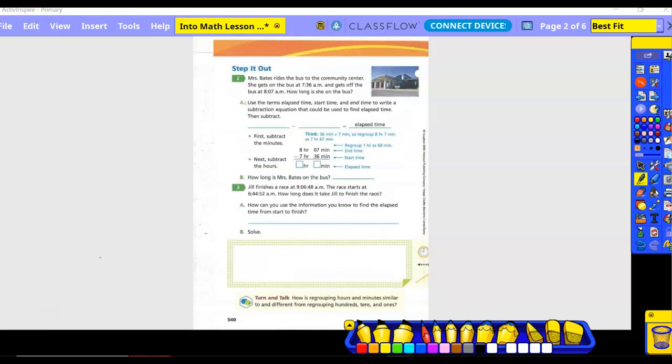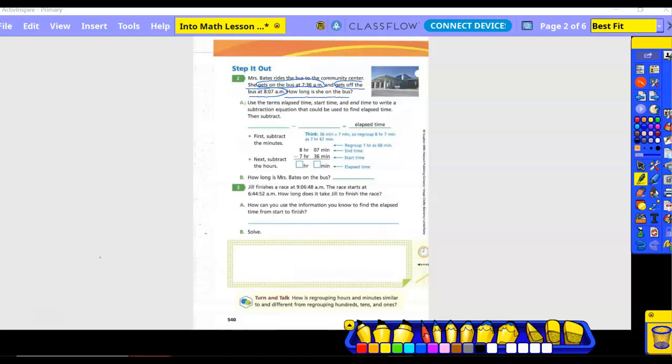Step it out, number 2. Mrs. Bates rides the bus to the community center. She gets on the bus at 7:36 a.m. and gets off the bus at 8:07 a.m. How long is she on the bus? Okay, so she gets on 7:36 a.m., gets off at 8:07 a.m. How long is she on the bus?